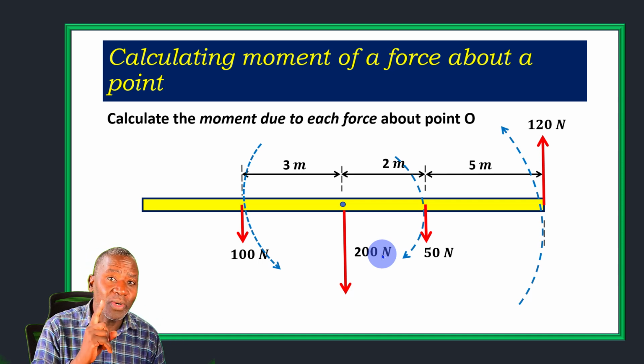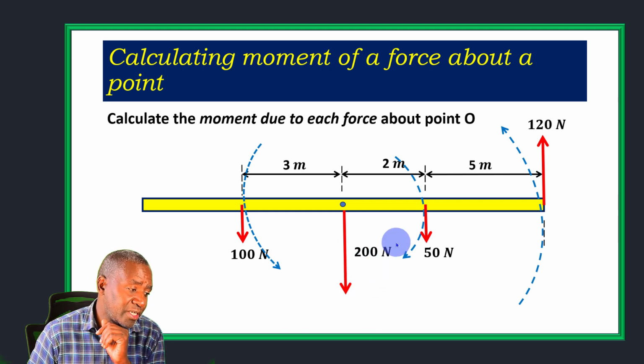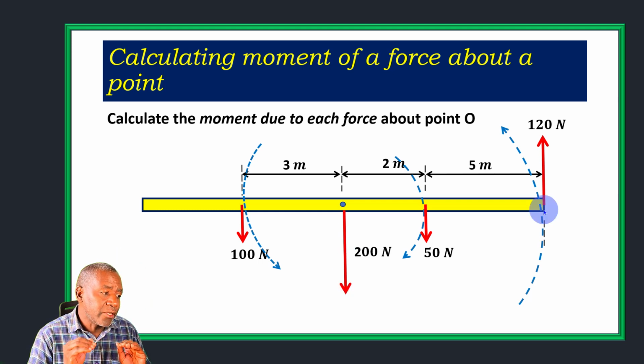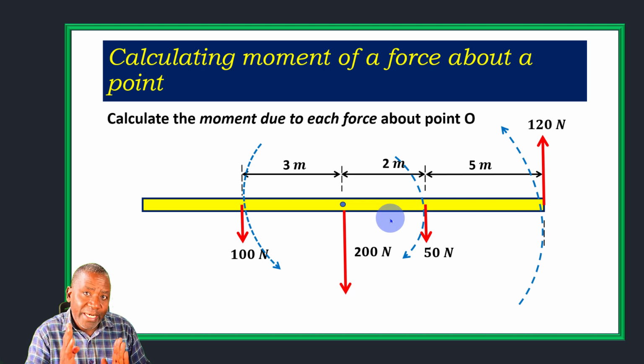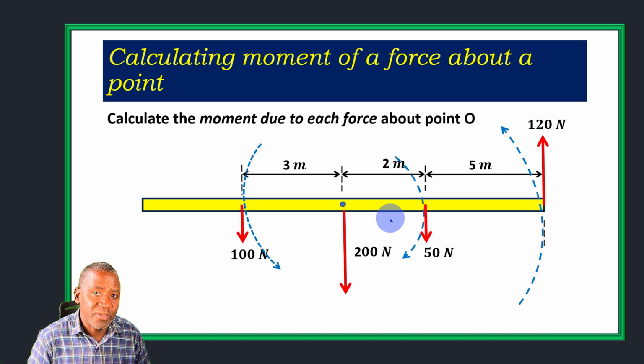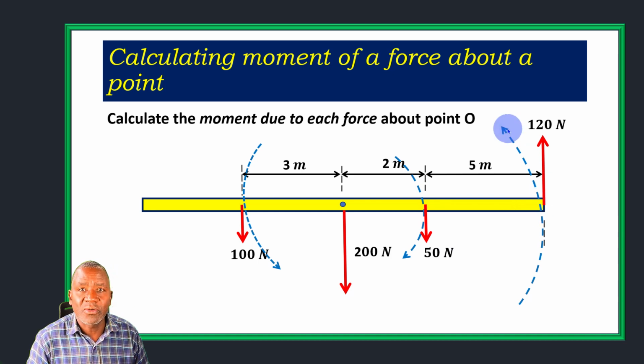For now, I just want you to observe that the moment due to the 200 Newton force about point O is 0 because the line of action of that force passes through the turning point. The other thing I'd like you to observe is this. Forces can be on the same side of the turning point, like for example the 50 Newton force and the 120 Newton force. They are on the right hand side of the turning point, but they turn the system in opposite directions. While the 50 Newton force turns the system clockwise, the 120 turns it anti-clockwise.